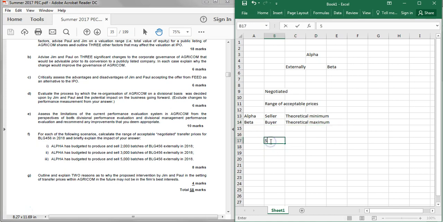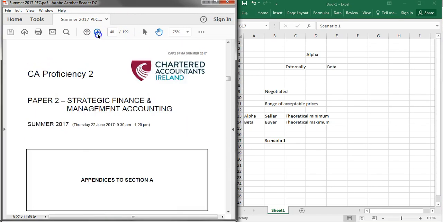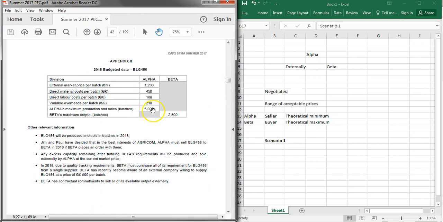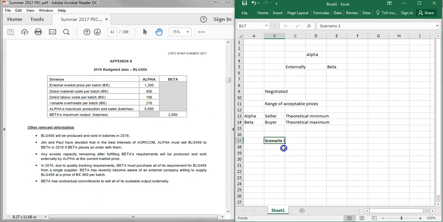So we have three scenarios then. Scenario 1, and these are different types of capacity issues, because we know from your lectures, from your study, capacity in the seller has a big implication on what the minimum transfer price is. In scenario 1, Alpha has budgeted to sell 2,000 batches externally. So that means, if we go back to the question, they have full capacity of 5,000, meaning they have spare capacity of 3,000 batches.